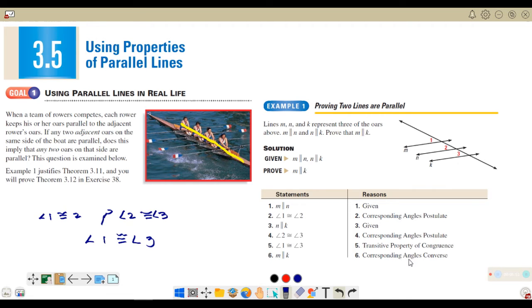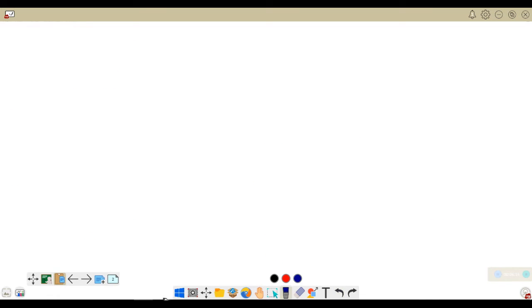Lagi nating tinatapos yung proof natin pag nakita na natin yung element na kailangan nating i-prove. M is parallel to K through the corresponding angles converse. We discussed corresponding angles converse dun sa mga nakaraang video natin. Now, let's continue. Ayan, na-prove na natin siya.